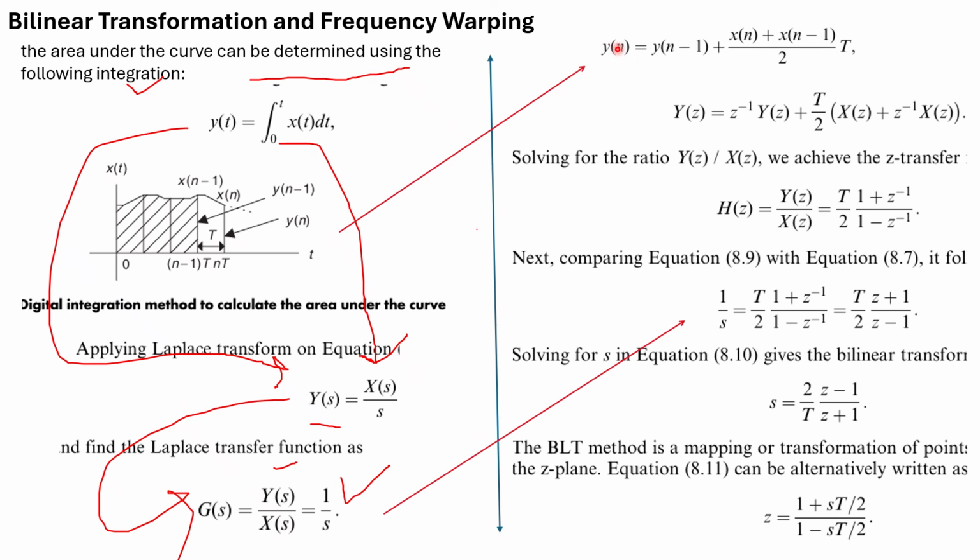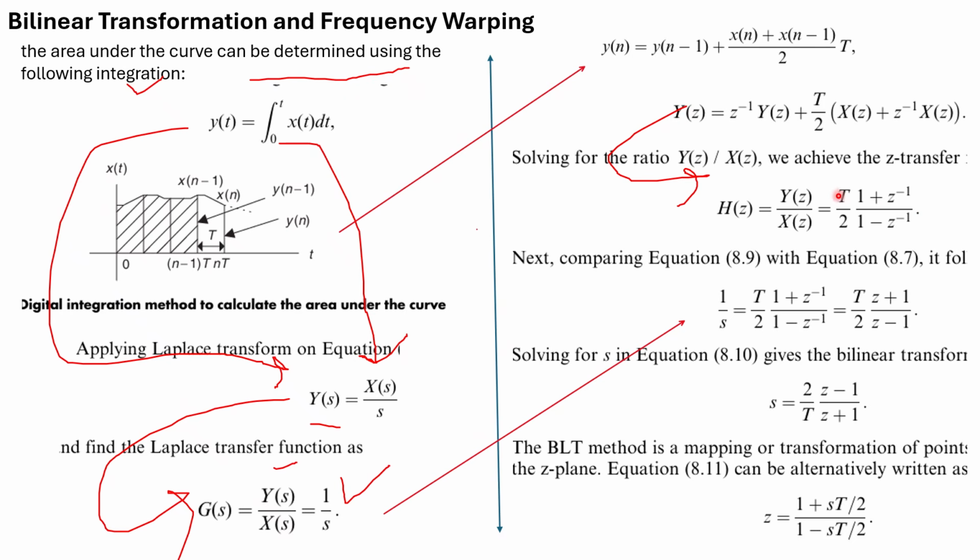Now convert this y of n into the y of z. So here you can convert z inverse y of z, and T by 2 is as usual x of z and z inverse. So we are converting into the z transform, and then you can further find out the z transform. From here you can get the z transform, so that will be equal to y by x, right? So you will get this z transform.